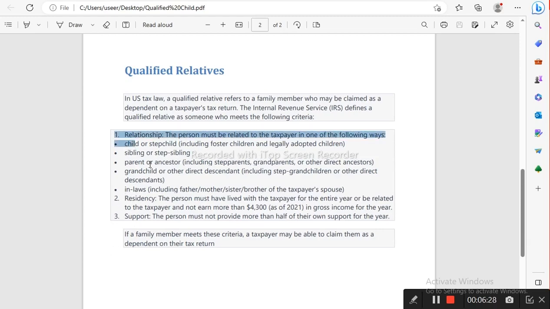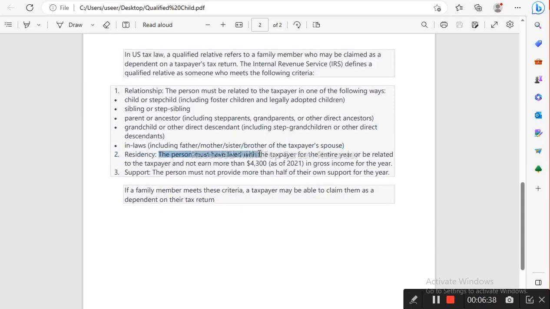So this is the first test. Any relative under this criteria, you can claim them as a dependent. Second, the person must have lived with the taxpayer for the entire year to be related to the taxpayer and not earn more than $4,300 as per 2021 in gross income from the year. So residency means that person, as a child dependent or relative dependent, must live with you for 6 months and not earn 4,300 US dollars.